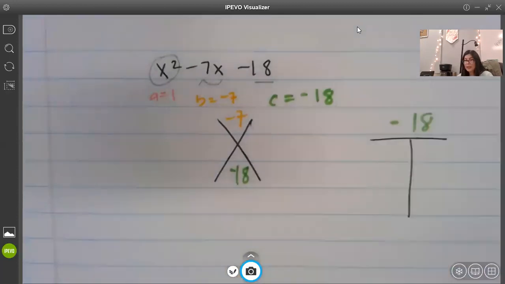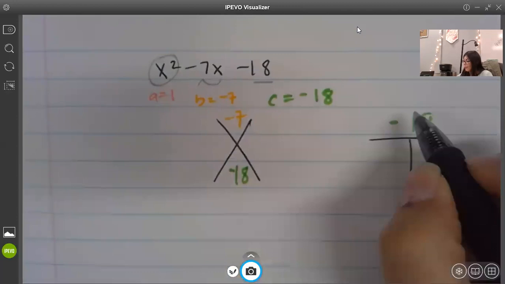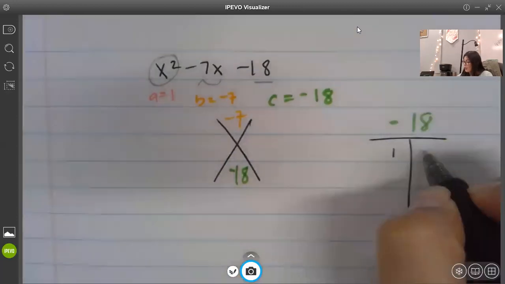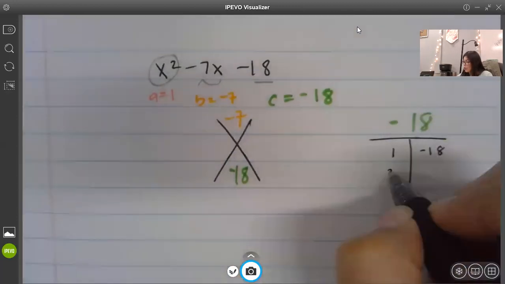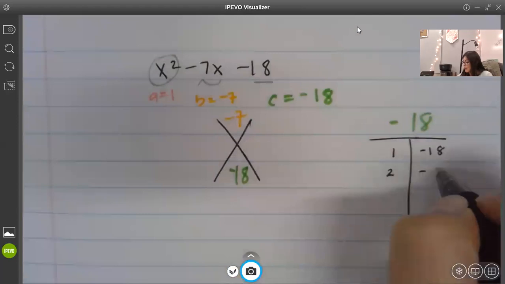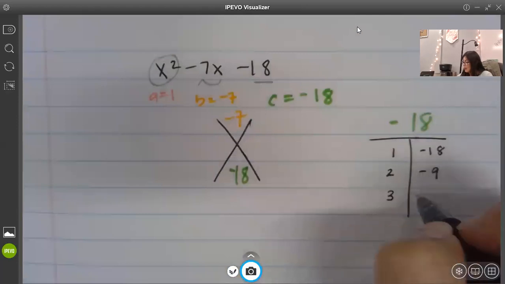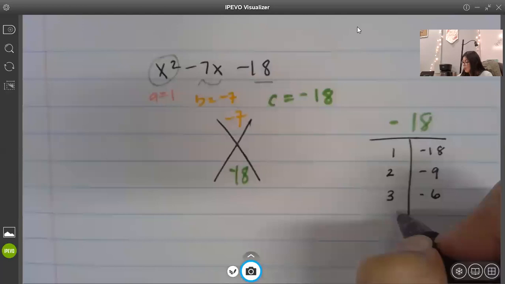So for negative 18, I make this list. Now, if you don't have your multiplication chart memorized, then you're going to have to use a calculator. So I start with 1 is negative 18. 2 is going to be negative 9. 3 is going to be negative 6. 4 doesn't work. 5 doesn't work. 6 is already on here.